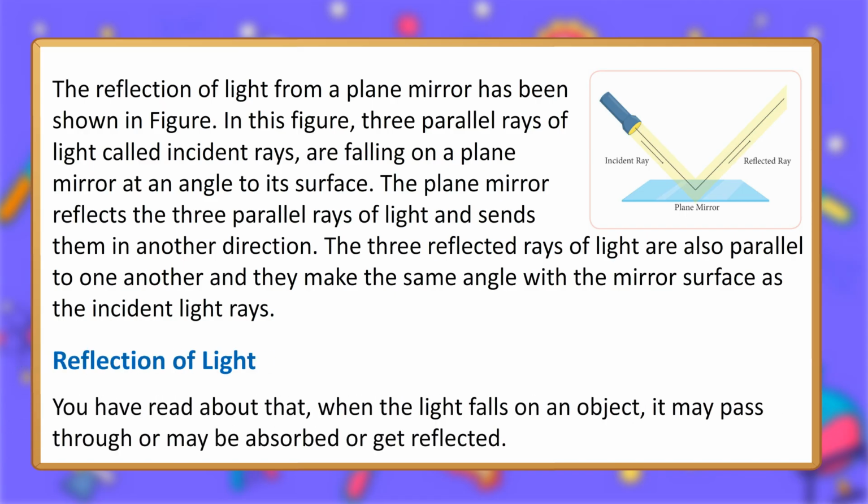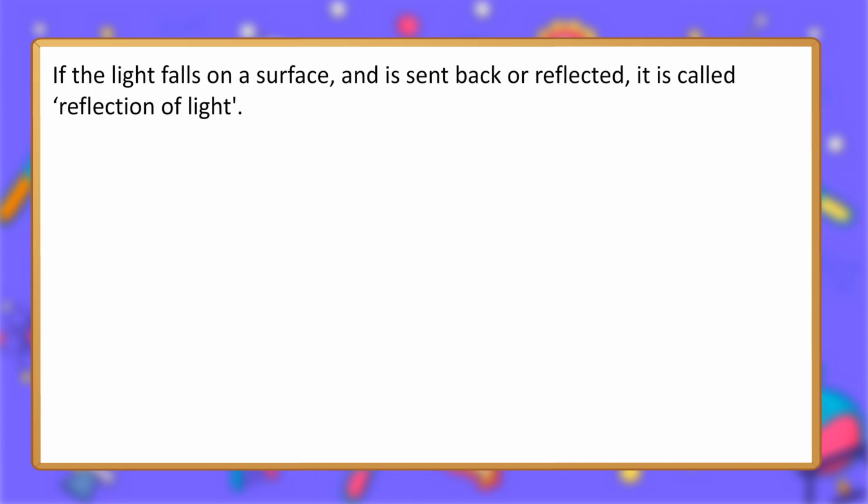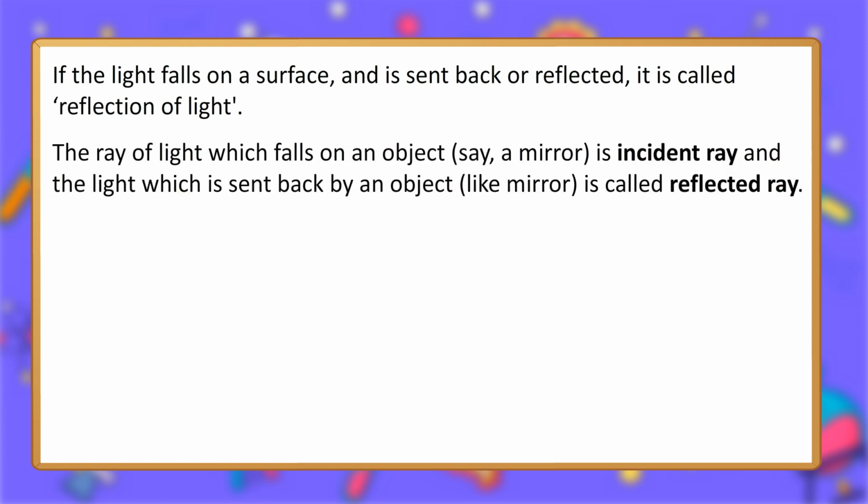Reflection of light. You have read about that. When the light falls on an object, it may pass through or may be absorbed or get reflected. If the light falls on a surface and is sent back or reflected, it is called reflection of light. The ray of light which falls on an object, say, a mirror, is the incident ray, and the light which is sent back by an object, like a mirror, is called the reflected ray.